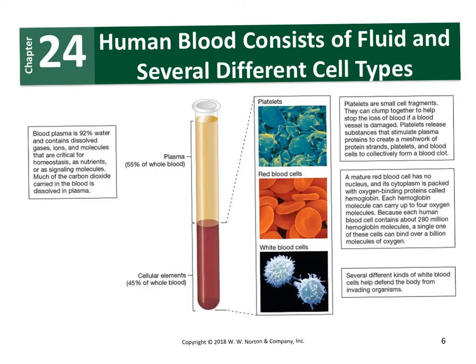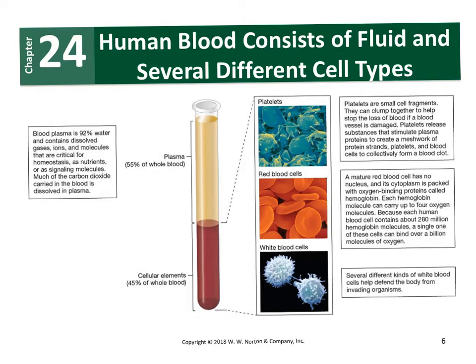So blood consists of fluid and several different types of cells. Blood plasma is 92% water and contains all kinds of dissolved gases, ions, and molecules that are all critical for homeostasis, nutrients, and signaling molecules, that's our hormones. Carbon dioxide is carried from the blood in the plasma and then transported to the lungs where it's exhaled.